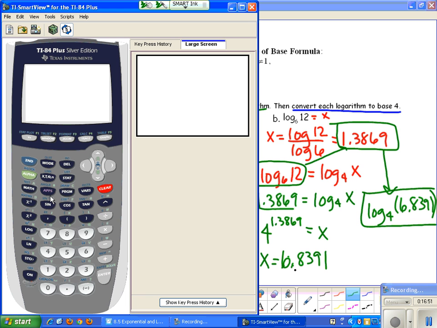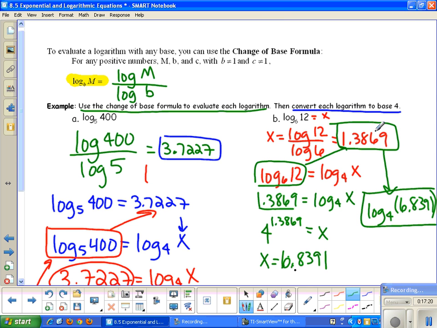If I do the log of 6.8391 and divided by the log of 4, because that would be base 10, that's my change of base formula. I should get what this is equal to right here, 1.3869, which I do. So therefore, I know I did it correctly. So these would be my two answers here and here.